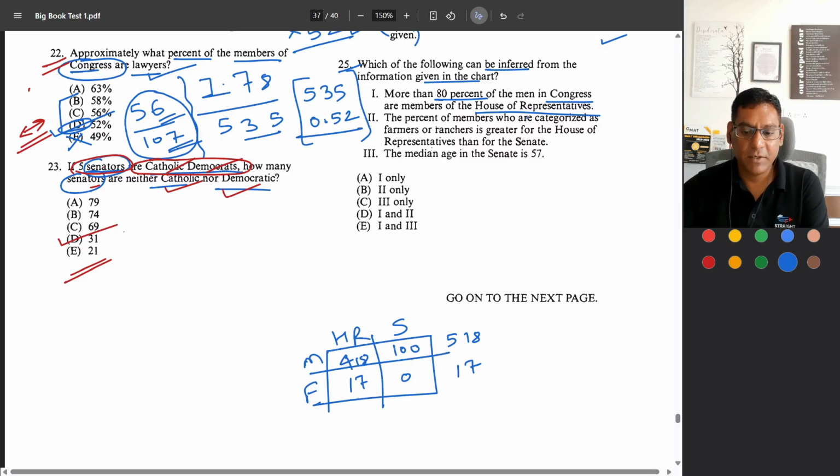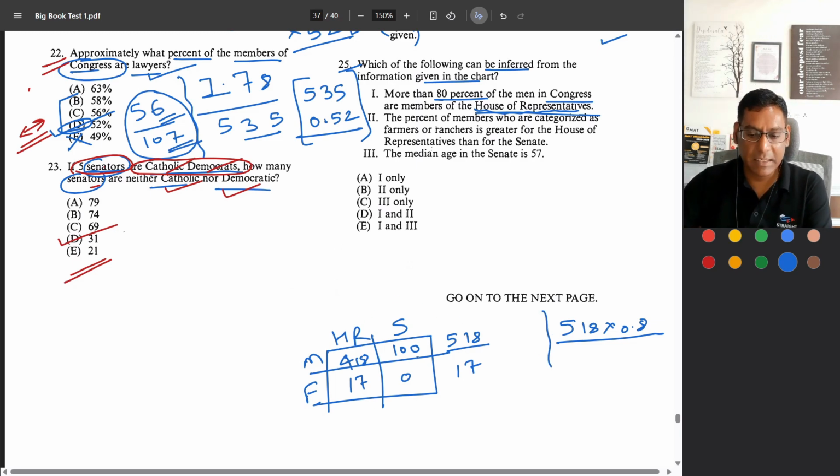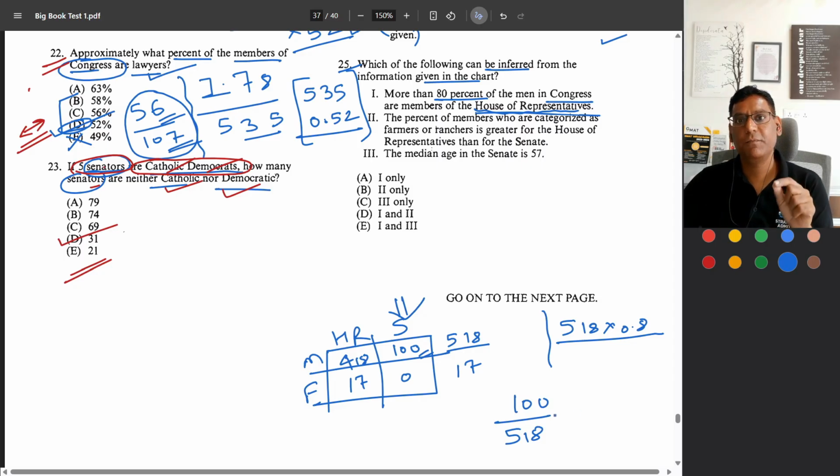Okay, so now what is the question? More than 80% of men in Congress. How many men are there in Congress? 518. More than 80% of that. So 518 into 0.8. You could do it this way. Are the members of House of Representatives. Okay, we want to validate this. So you could do the calculation way, but there is one easy figure to work with here, 100. So let me do it that way. If I were to calculate how many percent males are in Senate, because there's 100 there, I want to use that 100. So that number would be 100 divided by 518. That would be the percentage of males in Congress that are in the Senate. And then 100 minus that would be the number required.